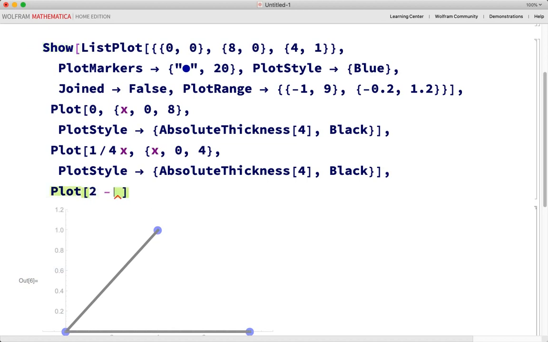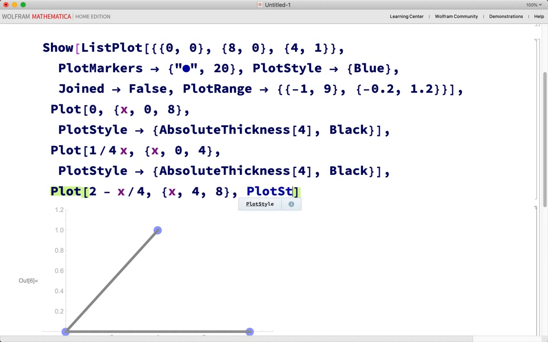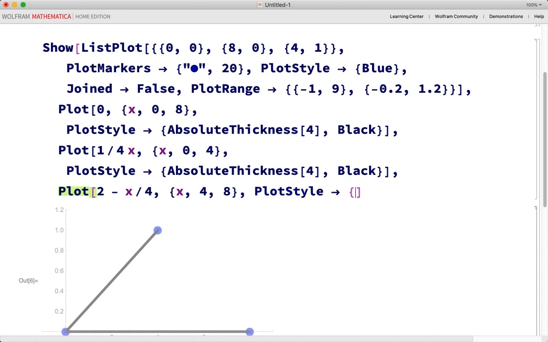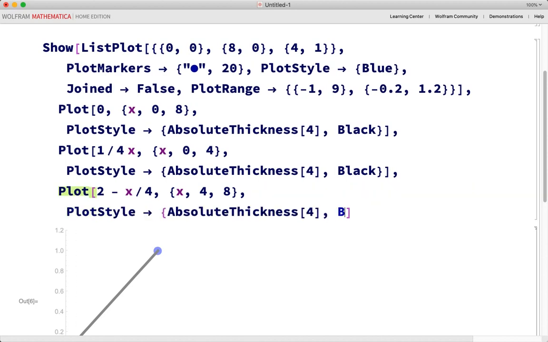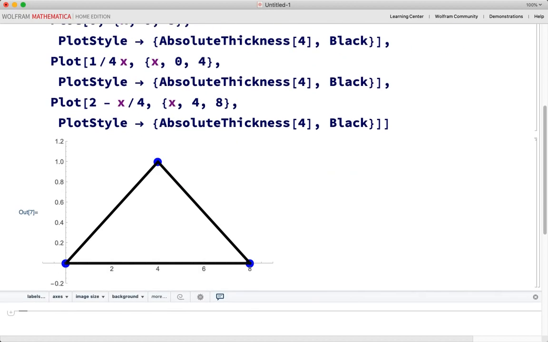Plot 2 minus x over 4. X goes from 4 to 8. Plot style, absolute thickness for black. And we have to show all of these pictures together. Okay, so this looks pretty good. This should help you visualize the space. Okay, it should help you visualize the shape.